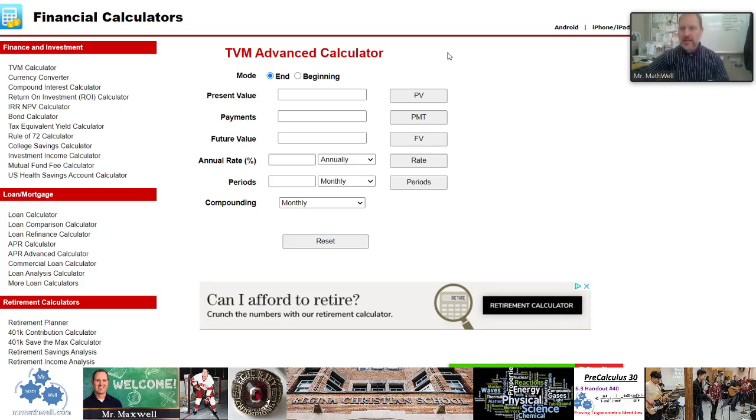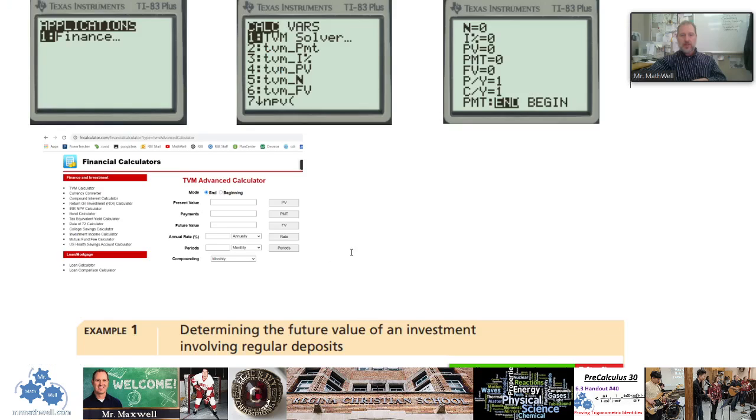Now, why do we need the calculator to do this? Why can't we just do this by hand? Why can't we just use the equation, future value equals P times and so on? Let me just show you, and you'll be able to see this on page 47 in your text. Let's go back to the notes.